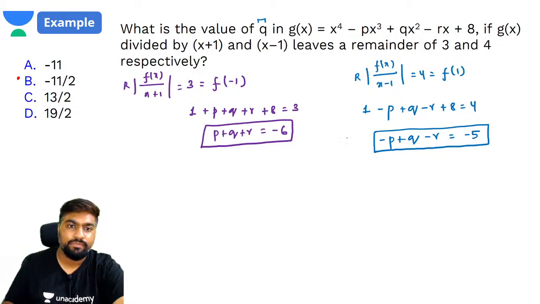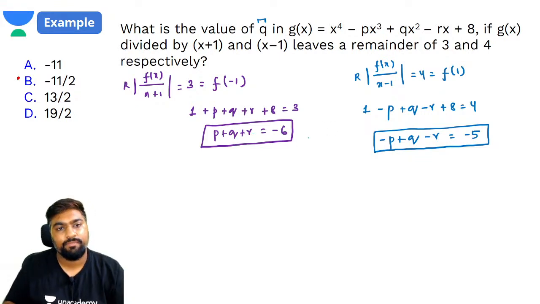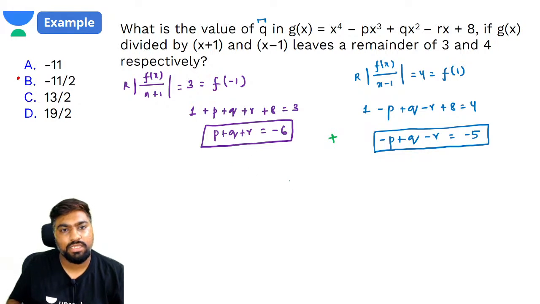Add these two expressions. If I add these two expressions, I'll directly get q का value, क्योंकि p यहाँ पे पॉजिटिव है, यहाँ पे नेगेटिव है, r यहाँ पे पॉजिटिव है, नेगेटिव है. So add these two equations. What will you get? p cancel हो जाएगा. 2 times q is equal to minus 11, or q is equal to minus 11 by 2. Sorted.